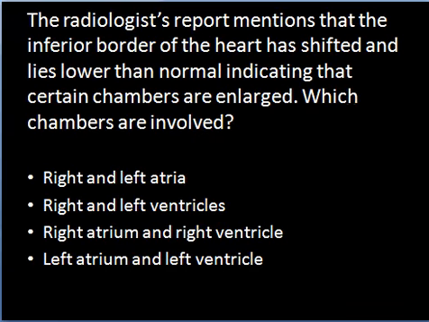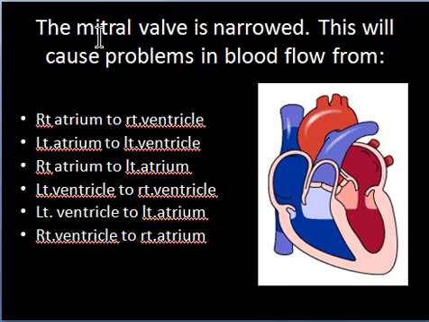The next one, it tells you that the mitral valve is narrowed and this will cause problems in blood flow from, and you have a lot of choices. So first, in the cardiac cycle, you must think in your mind that the mitral valve is an atrioventricular valve. Now in the cardiac cycle, blood flows from the atria to the ventricles. It's a one-way flow. So let's look at some choices which we can right away do without. The blood does not flow from one atrium to another, so this can be discounted. It does not flow from one ventricle to the other. Now, as I said, the blood flows from the atrium to the ventricle.